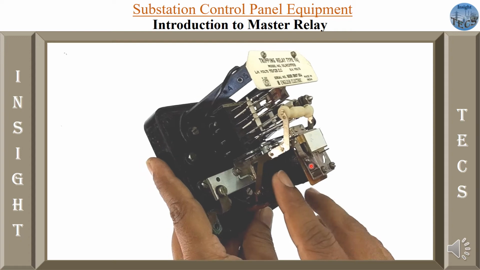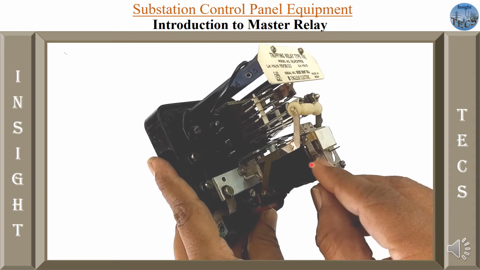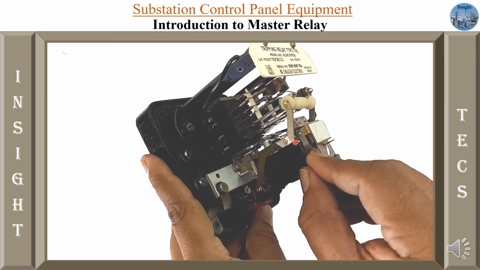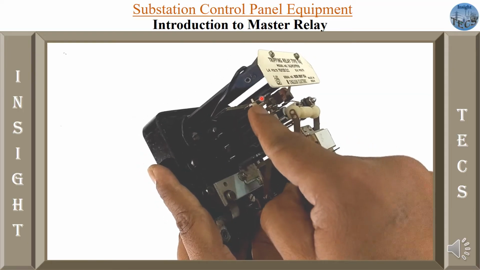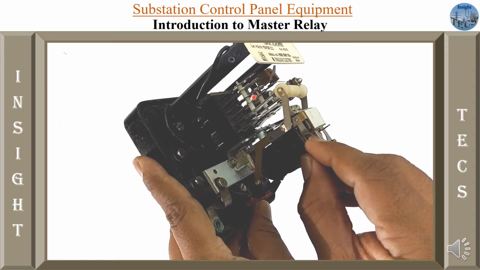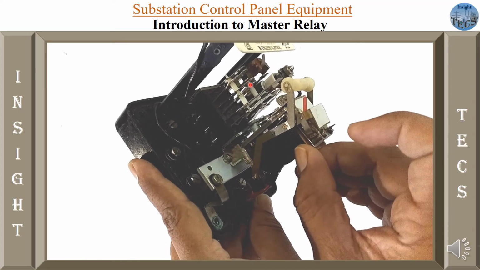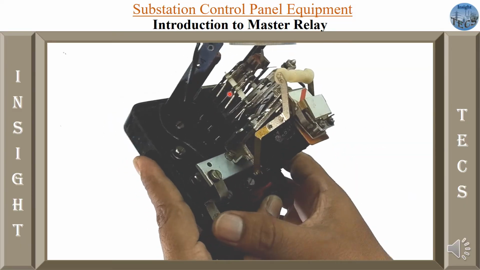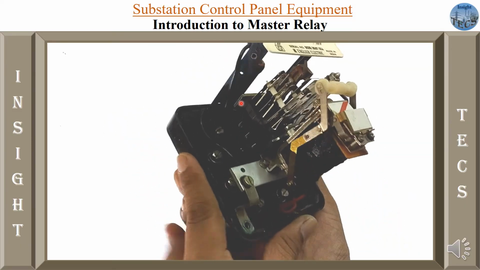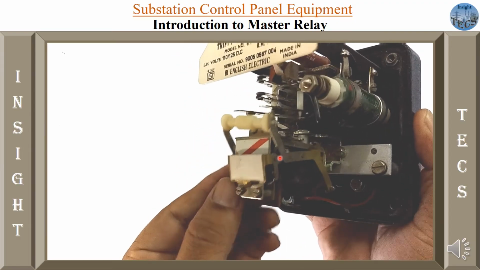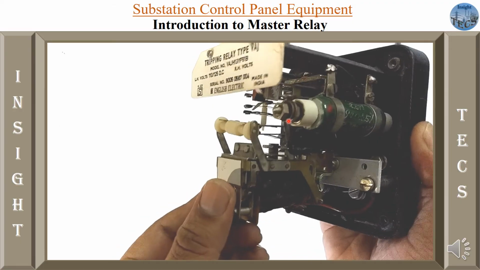Once the relay is operated, whenever the plunger is pushed, you will observe that the contacts which are open now will be closed. See, the relay is operated and due to this these contacts are now closed. So this is how the relay works.